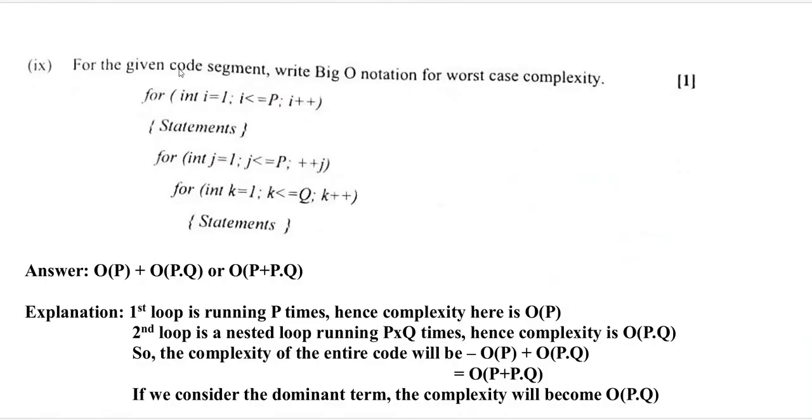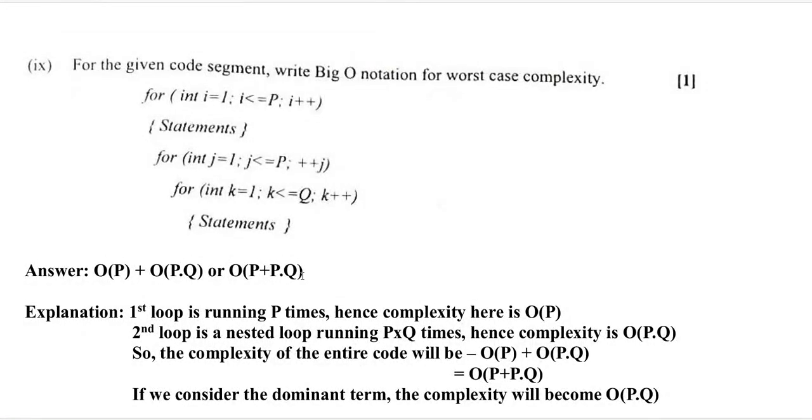Here, for the given code segment, you have to find the big O notation for worst case complexity. Now let us see the answer. First statement, the outer loop is going P times. Not the outer loop, the first loop. It is a separate loop. It is going P times. The second part, having a nested loop, is going P dot Q times. So my total complexity of the statement is big O P plus big O P dot Q, or big O P plus P dot Q.